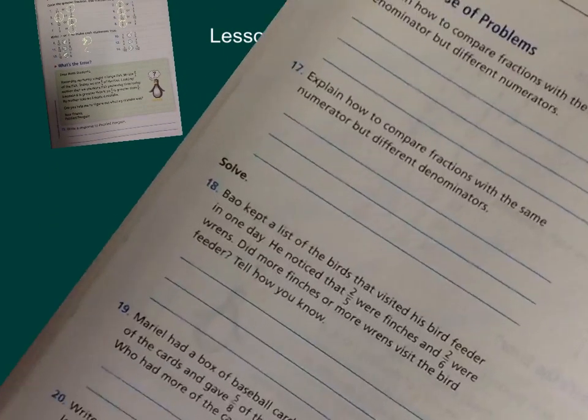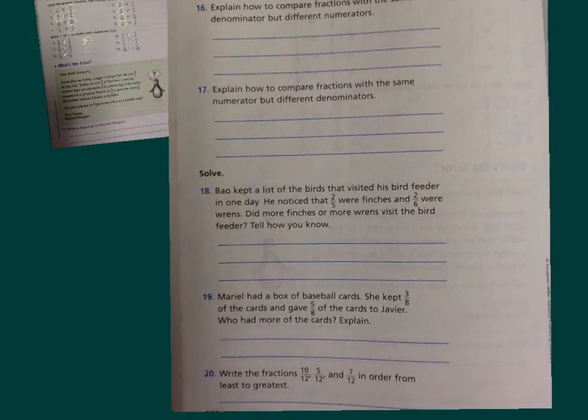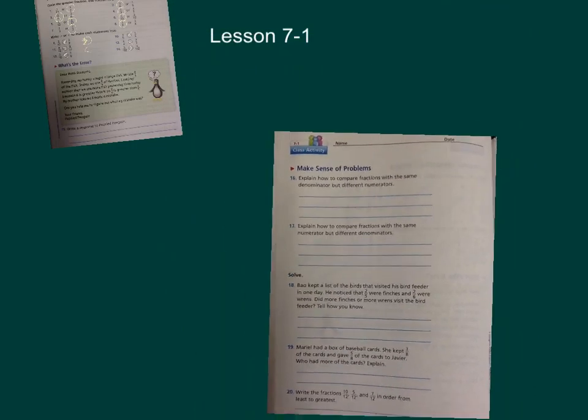Next page. Explain how to compare fractions with the same denominator but different numerators. Basically what we just went over. When they have the same denominator and then you look at the different numerators, remember, I don't want to give it away now, but we just talked about that. And number 17 says, how do you compare fractions with the same numerator but different denominators? And there are 3 questions for you to answer. So you can work on this on your own.